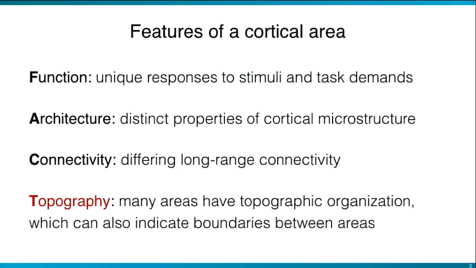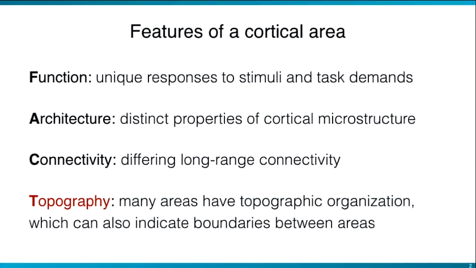And to begin, we've talked about this indirectly, but there's a set of criteria that have been discussed in literature for how do we define a cortical area. And it's the FACT criteria, easy to remember. You got function, which is this feature having a unique response to specific stimuli or task demands. Architecture, so cyto or myelin architecture, distinct properties of the cortical microstructure within a specific region. There's connectivity, various modalities that we can use to measure that.